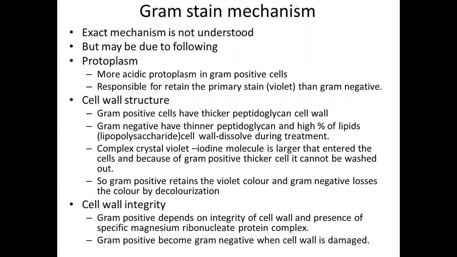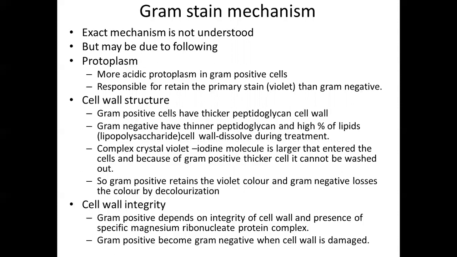The exact gram stain mechanism is not understood, but they give some reasons why the color change was present in gram negative, and why gram positive didn't take the counter stain. They suggest protoplasm, cell wall structure and cell wall integrity. The more acidic protoplasm in gram positive cells is responsible for retaining the primary stain. So the primary stain takes time to absorb, and they absorb only the primary stain. The secondary stain takes even more time to get absorbed. Second, they talk about cell wall structure.